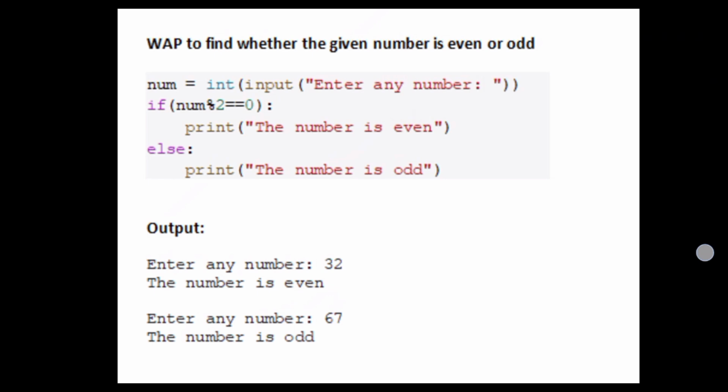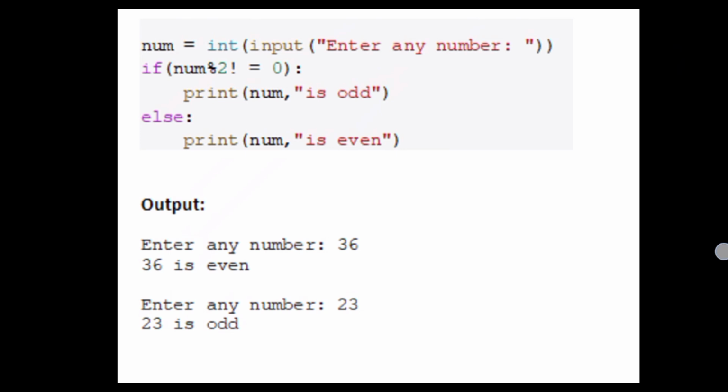Now if you enter 67, then 67 % 2 is not equal to 0. But in the if block, 67 % 2 == 0, this statement is false. So the if block statements will not execute, and the control directly goes to the else block. So "The number is odd" statement will be displayed.